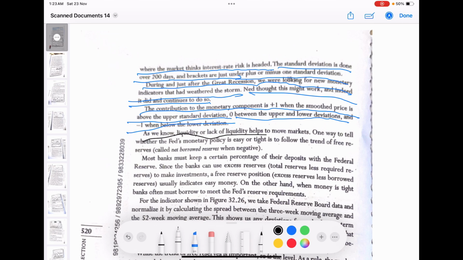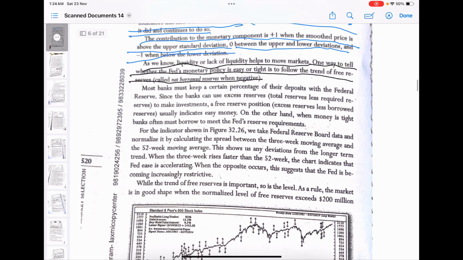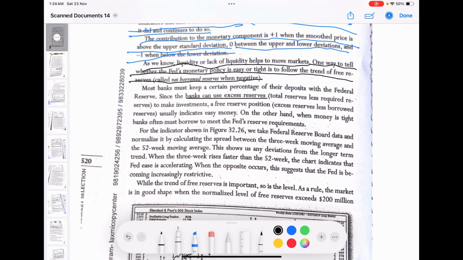As we know, liquidity or lack of liquidity helps to move the markets. One way to tell whether the Fed's monetary policy is easy or tight is to follow the trend of free reserves, called net borrowed reserves when negative. Most banks must keep a certain percentage of their deposits with the Federal Reserve. Excess reserves are basically the total reserves less the required reserves, and banks can use them to make investments. A free reserve position, which is excess reserves less the borrowed reserves, usually indicates easy money. On the other hand, when money is tight, banks must often borrow to meet the Fed's reserve requirement.